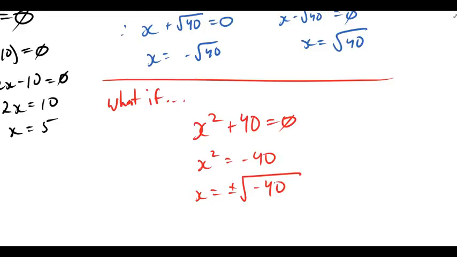Can't take the square root of a negative number. Therefore, no solution. Often we've had two answers to these quadratics. Sometimes, as you saw yesterday, there was only one answer. You get two answers, but they're the same. Here's an example of a question where there are no answers. There's zero solutions. But sometimes there's one solution, and sometimes there's two.